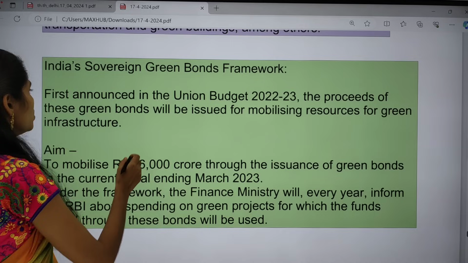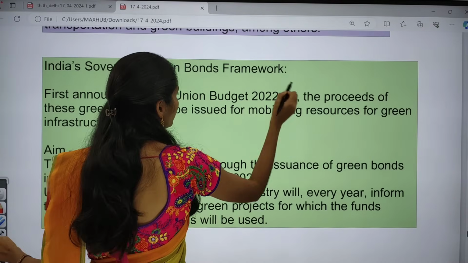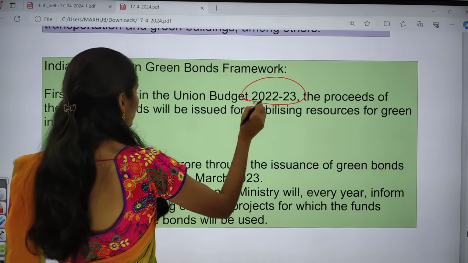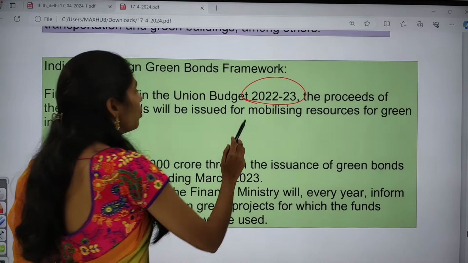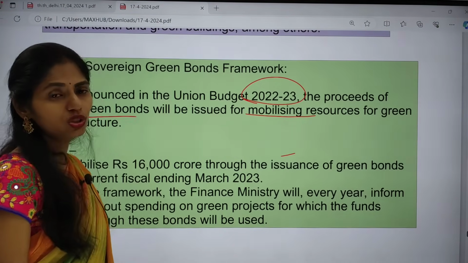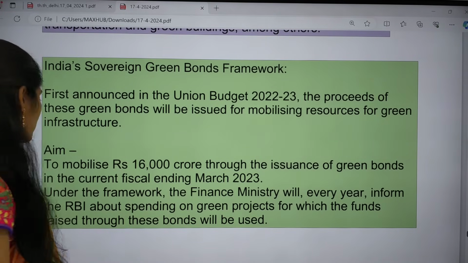And what is the framework of India regarding the sovereign green bonds framework? First, it was announced by our government in Budget 2022-23. The proceeds of these green bonds are issued for mobilizing resources for green infrastructure. Because of this, it had been announced.